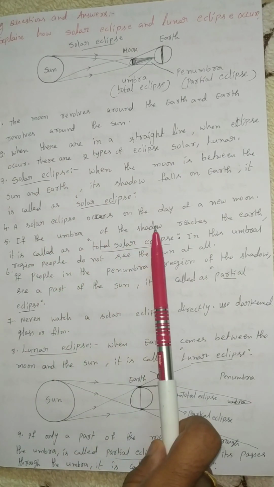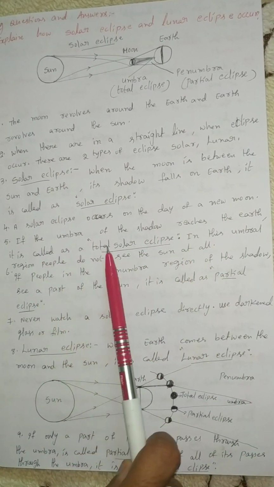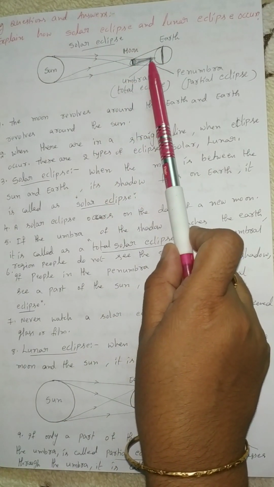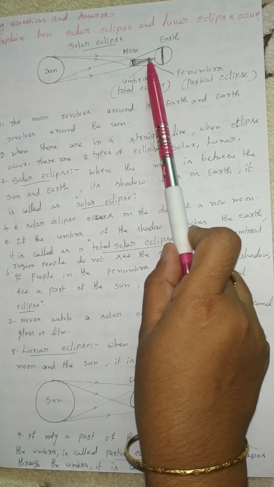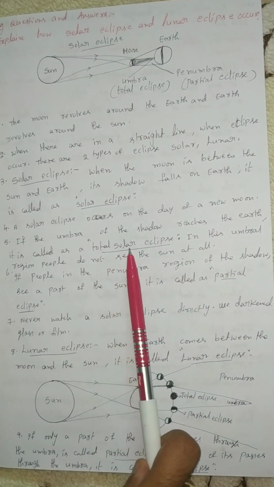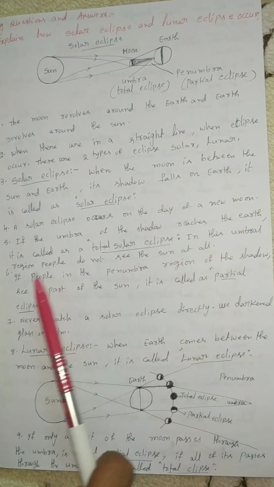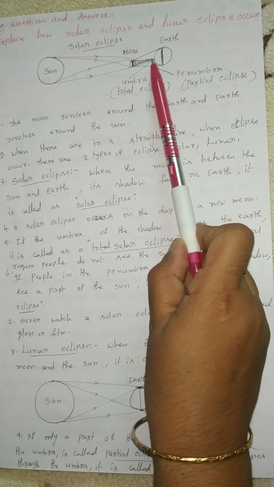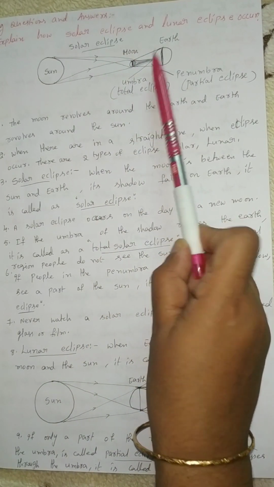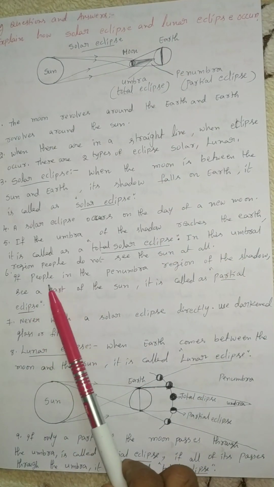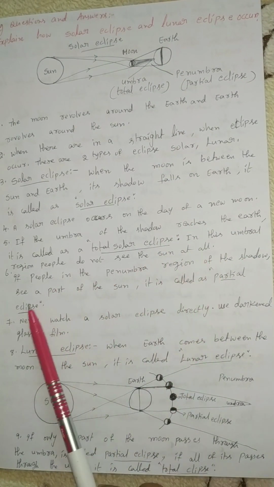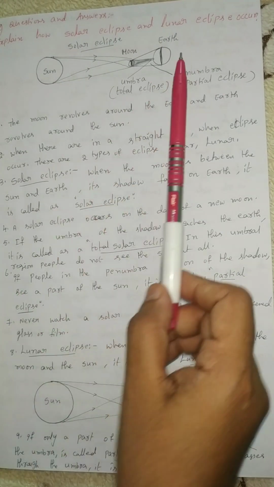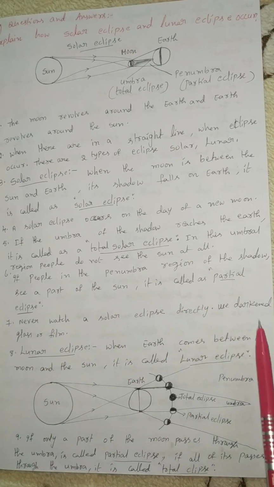If the umbra of the shadow reaches the earth, it is called total solar eclipse. So this is the shadow of the moon on the earth. When people are in the umbra region, total solar eclipse occurs. In this umbra region, people on the earth cannot see the sun at all. If the people in the penumbra region of the shadow see a part of the sun, it is called partial eclipse.